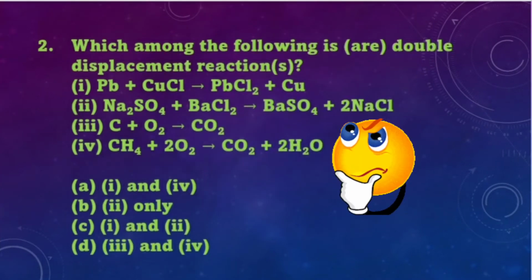Second question is, which among the following is or are double displacement reactions? First one, Pb plus CuCl gives PbCl2 plus Cu. Second one, Na2SO4 plus BaCl2 gives BaSO4 plus 2NaCl. Third one, C plus O2 gives CO2. Fourth one, CH4 plus 2O2 gives CO2 plus 2H2O.